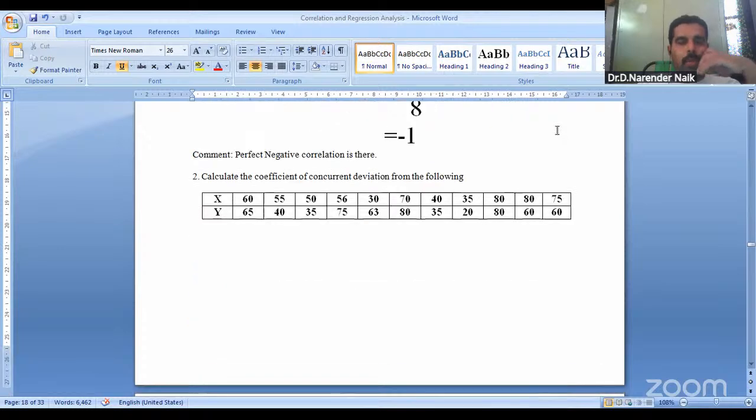Take a stab at this problem; you do practice at home. What we discussed: if the problem is very simple, give the sign only. With the previous value, if the present value is increased, just give the plus sign. If the present value is decreased, give the minus sign. Then dx into dy. Calculate the coefficient of concurrent deviation from the following. x: 60, 65, 50, 56, 30, 70, 40, 35, 80, 80, 75. y: 65, 70, 35, 75, 63, 80, 35, 20, 80, 60, 60.